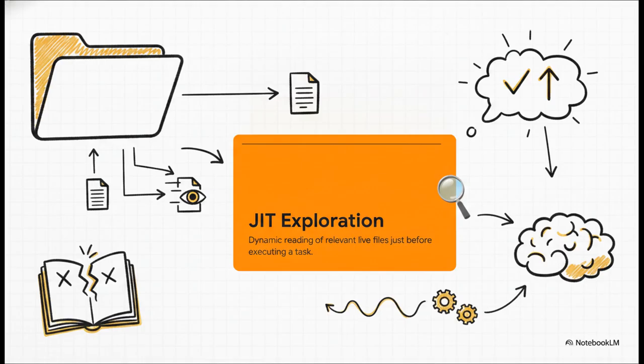Basically, you use an exploration phase. First, a subagent zips through your repository. It reads only the exact files it needs for the specific task at hand. Then it reports a highly focused, super concise summary back to the main agent. It's learning the architecture dynamically, based purely on what exists right now in the live environment.